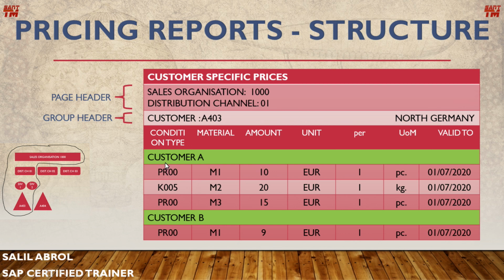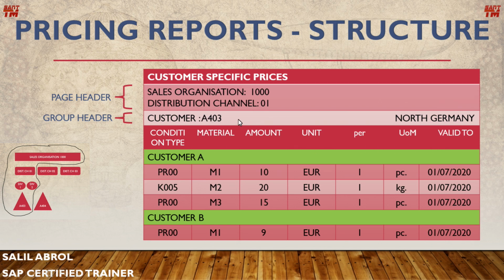Then here comes the condition type. Here comes the material, amount, unit, per. UOM means unit of measure, and valid to. Why valid to? Because we are defining customer specific prices for a particular time period, keeping the first major aspect of pricing reports in our mind.